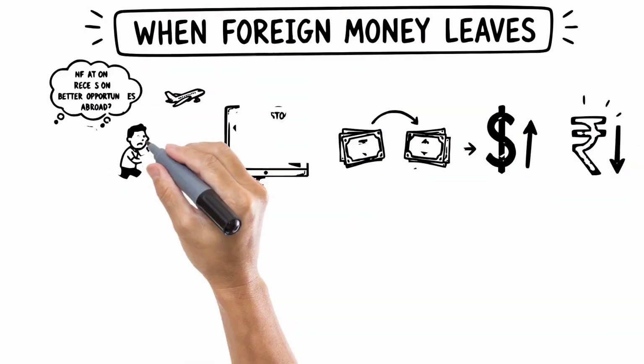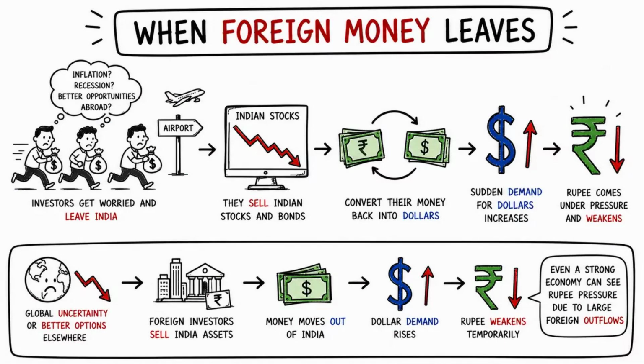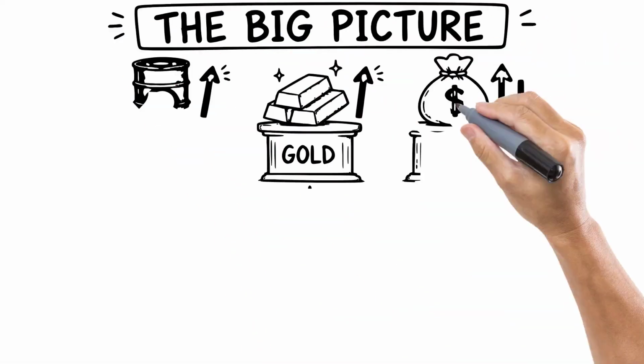Unfortunately, foreign money can also leave. Suppose global investors become worried about inflation, recession, or better opportunities in another country. They may sell Indian stocks and bonds and convert their money back into dollars. This sudden demand for dollars can push the rupee lower. Sometimes, even if India's economy is doing well, large foreign outflows can temporarily weaken the rupee because currency markets react quickly to capital movements.